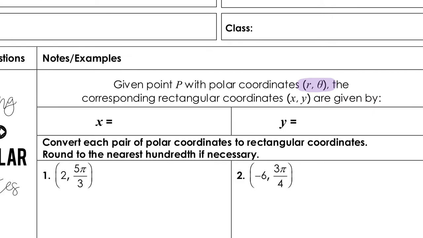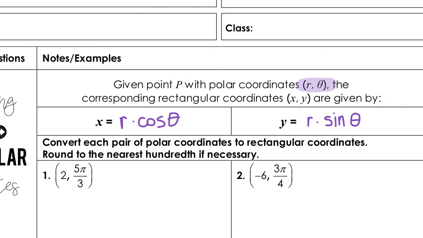Our x value is going to be r times the cosine of theta, and y is going to be r times the sine of theta. Now, because most of the time we're given our angle in radians, we are going to need our unit circle for this, so I already have one pulled up.